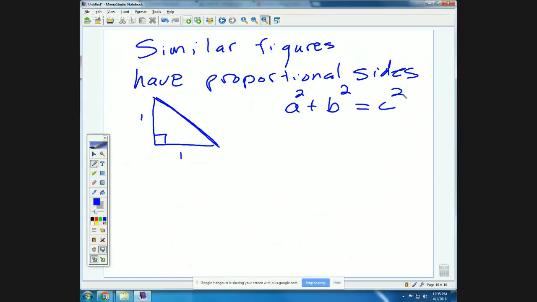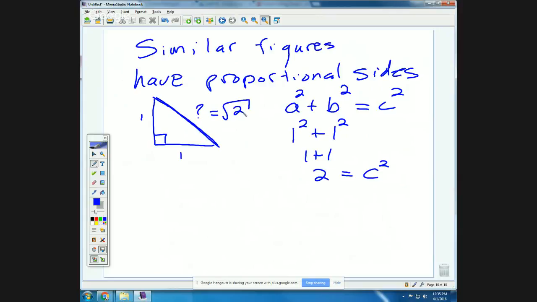So if I apply that to this triangle right here, I don't know what that is yet, but I do know that I have a 1 squared plus a 1 squared. Well, that's just 1 plus 1, which is 2. So the missing number is some number such that when I square it, I get 2. Well, that's the opposite of squaring something. What's the opposite of squaring? Square root, yeah. So this missing side has to be the square root of 2.